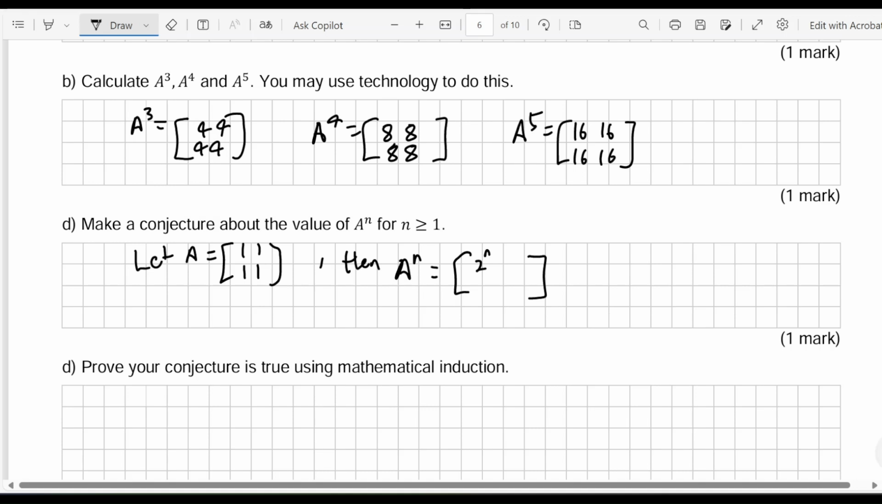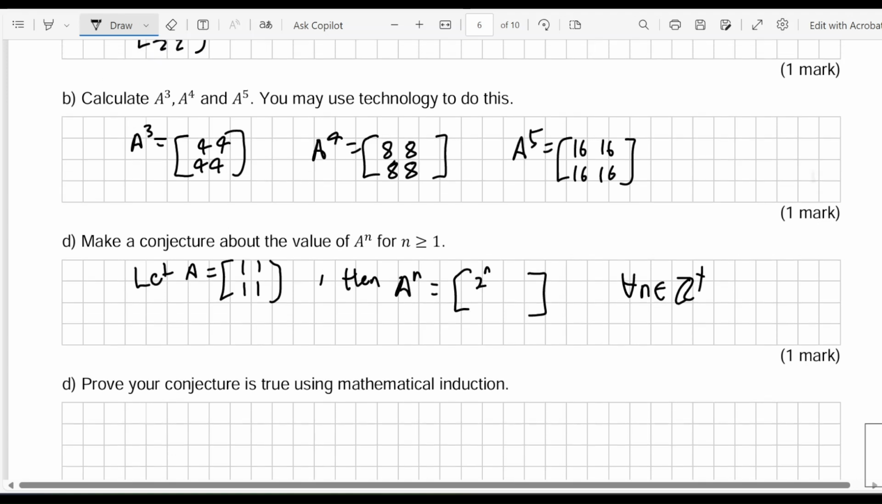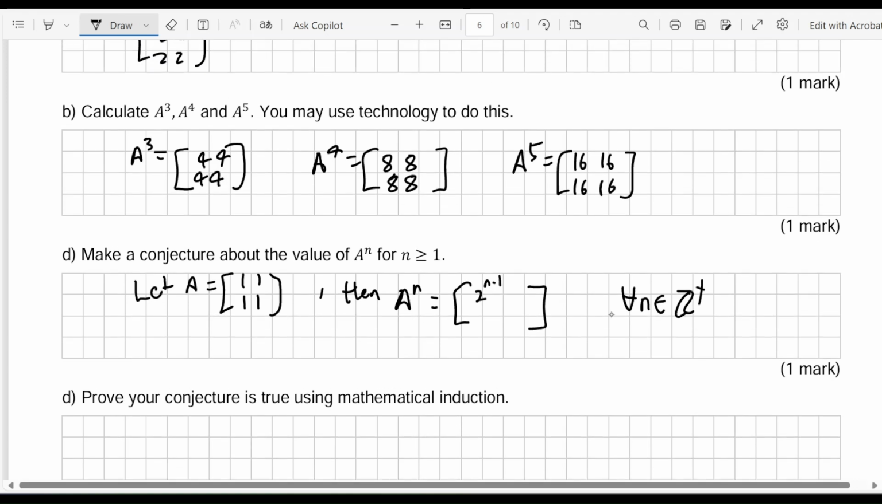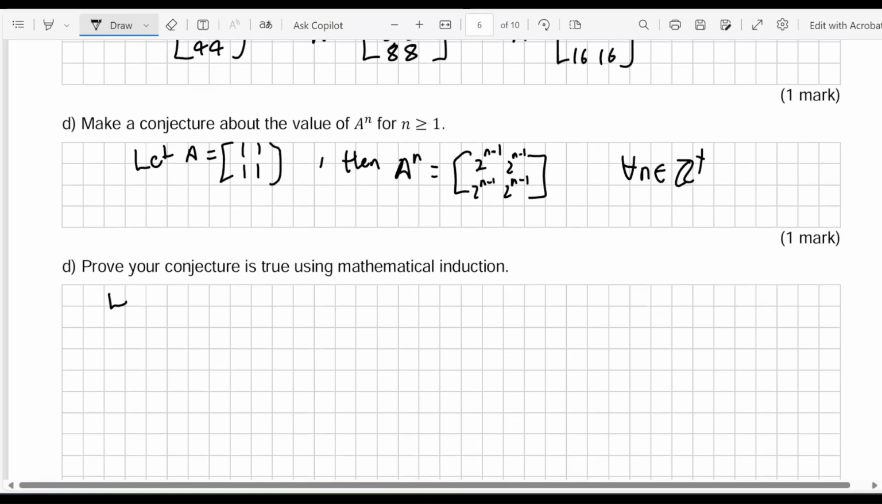Now again, I've made a mistake on purpose. Pause the video, see if you can spot it. But this should have been 2 to the n, take 1 in all spots. Because when n is 3, you've got 2 squared, for example. Wonderful. Let Pn be the statement: A to the n is 2 to the n, take 1 in all spots.